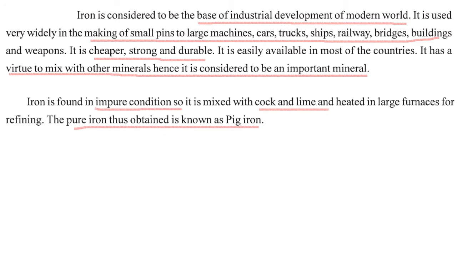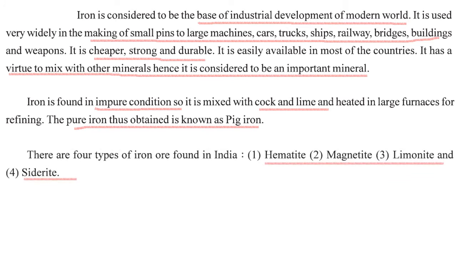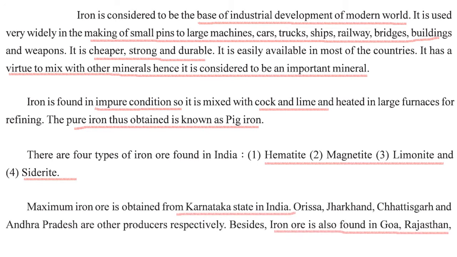Iron is found in impure conditions and it is mixed with coke and lime in large furnaces for refining. This you have studied in the science subject. The pure iron which is obtained is known as pig iron. There are four types of iron ore found in India, that is hematite, magnetite, limonite, and siderite. The maximum iron ore in India is obtained from Karnataka. Apart from that, Orissa, Jharkhand, Chhattisgarh, Andhra Pradesh are other states which produce iron. In Goa and Rajasthan also we can find iron.